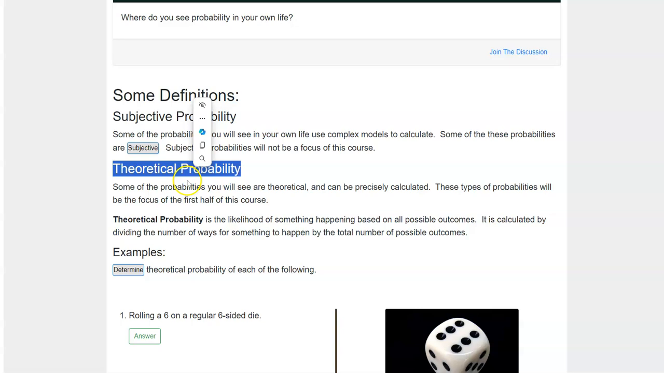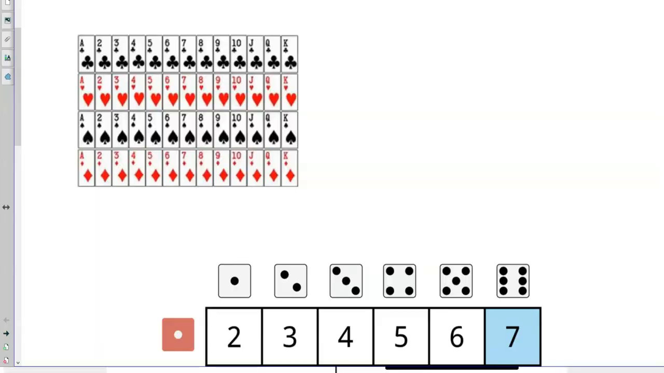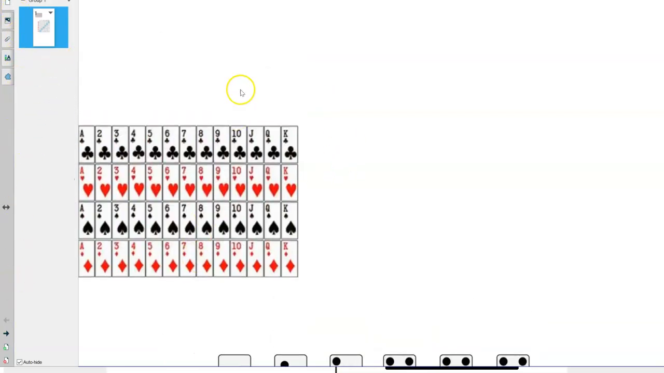Theoretical probability is what should happen, okay? Most of the time when we talk about probability, we're talking about theoretical probability. So things like the likelihood of something happening based on all possible outcomes. It is calculated by dividing the number of ways for something to happen by the total number of possible outcomes. So that is the basic concept of probability. In general, when you figure out any sort of probability, what you're going to look at is the number of ways something can happen over the total number of ways anything can happen.